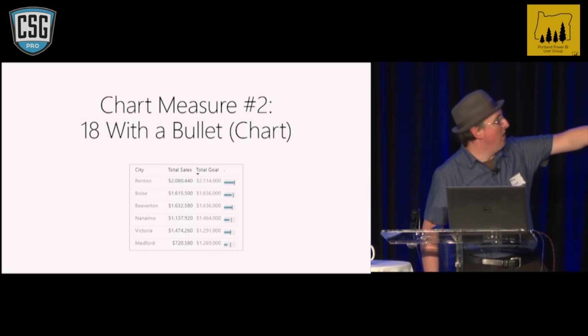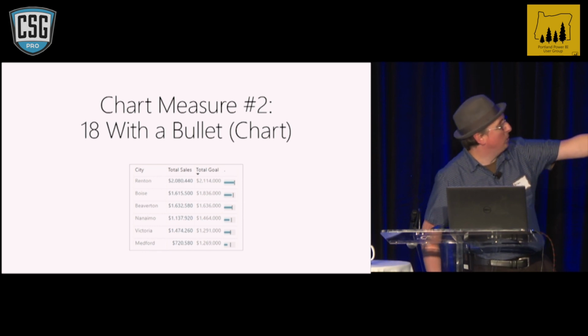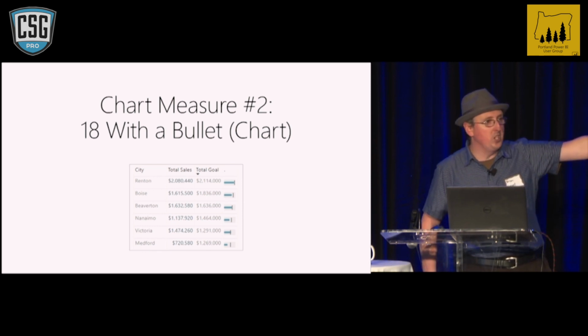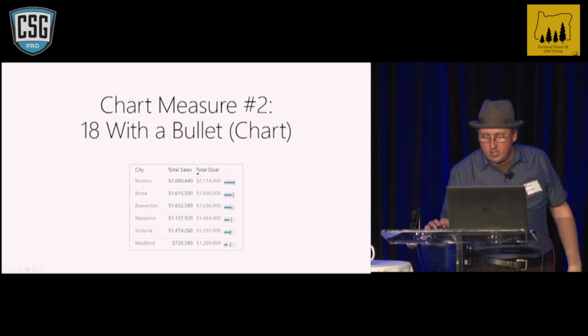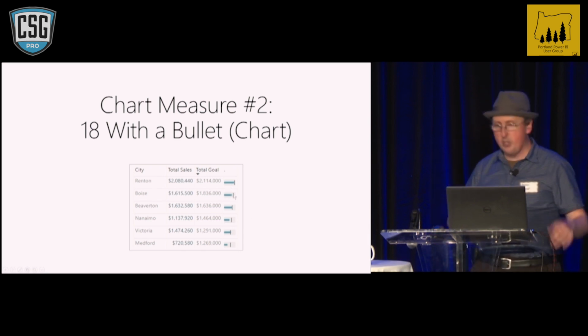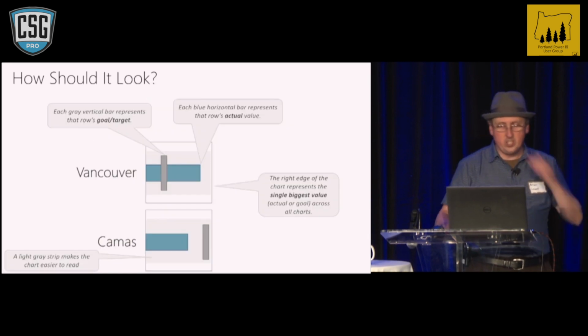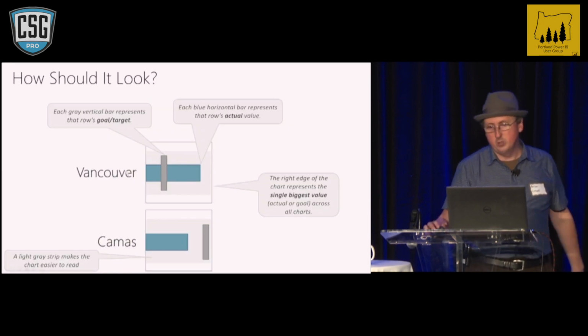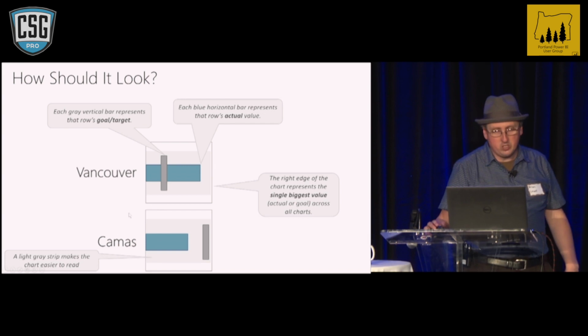So even if I don't explain to you how this bullet chart works, my guess is you can look at that table right there and know exactly what you're supposed to understand from it, right? So down here, we've got some actual values and the little pipe right there. That's our goal. So how well are we doing compared to our goal? So let's see how these things work, okay? So we're going to have multiple rows, right? And here we've got Vancouver and Camas, right?